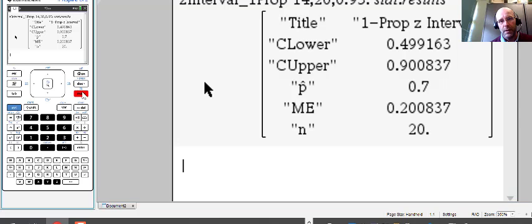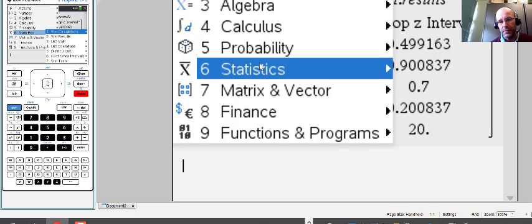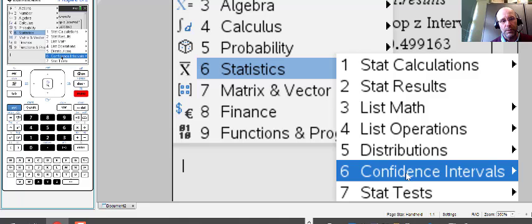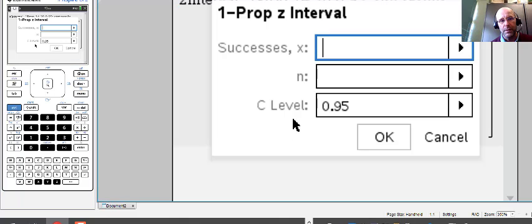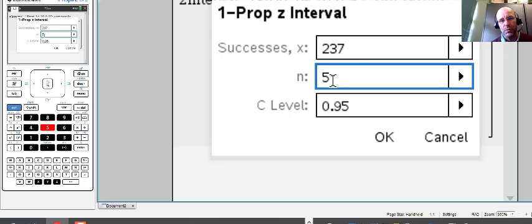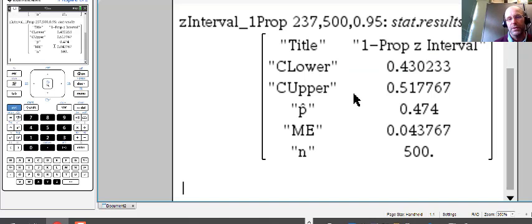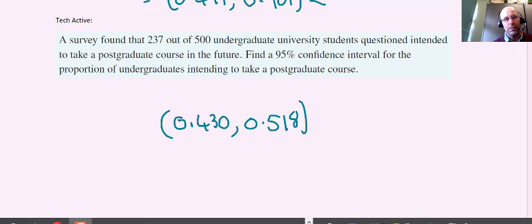So we go statistics, confidence intervals, 1 prop Z interval, and 237 out of 500, and it's already at 95. Alright, so we got 0.430 to 0.518, written to 3 decimal places. That's the confidence interval for a 95% confidence level. Next video we'll be interpreting this stuff.